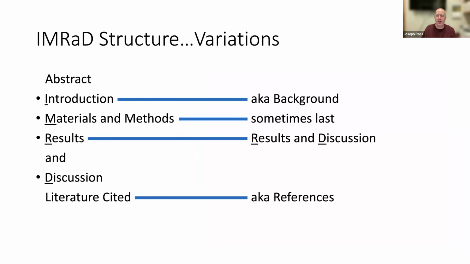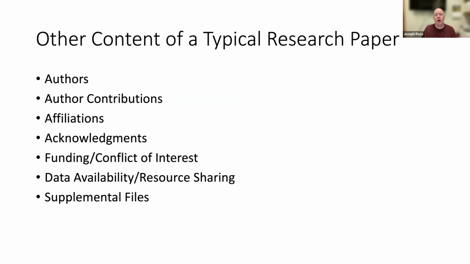So again, I just mentioned that the materials and methods sometimes go last. Sometimes the introduction is actually called the background. It depends on the journal, and sometimes literature cited is called the references section. So there are minor variations in the IMRaD structure, but this is very typical for a life sciences biomedical journal structure. Okay. Some other things that are typically found in research papers are not part of that major structure because these are sort of minor elements.